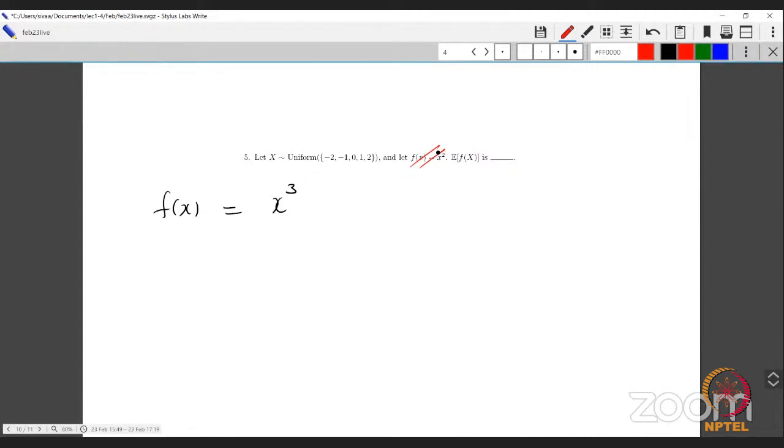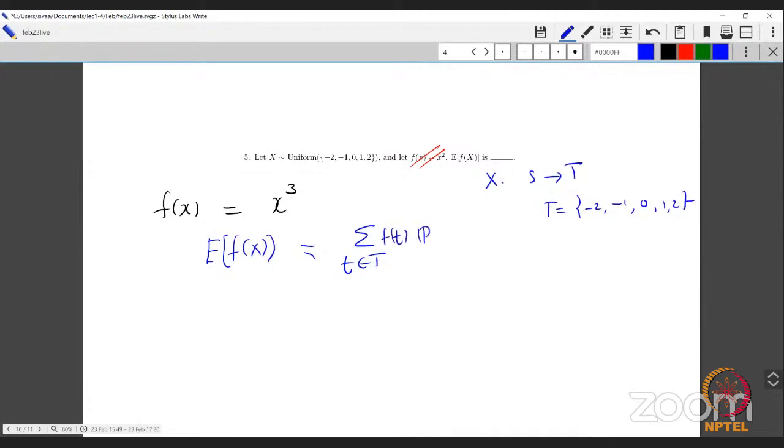How do you do that now? You know this fact, you have to use this fact. You know E of f of x. You don't have to find the distribution of f of x to find E of f of x. What you do is you think of this as a summation over t in T, where x is from S to T. Here x is uniform, so t is just -2, -1, 0, 1, and 2. So the sum over t of f of t times the probability that x equals t. That's what E of f of x is, right? That's the definition of this thing.